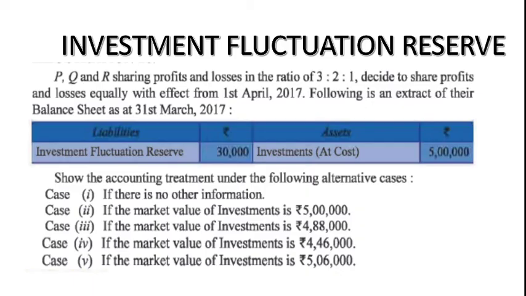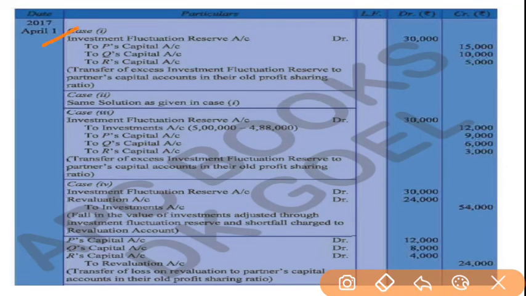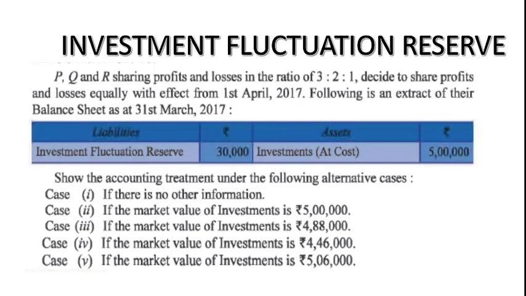What about the second case? It says the market value of the investment is 5 lakh. What was the cost and what is the market value? It is the same, so there is no fluctuation. So the whole 30,000 investment fluctuation reserve will be distributed among the partners as in case 1. The general entry will be the same as case 1: Investment fluctuation reserve account debit to P's capital, Q's capital, R's capital. This 30,000 will be distributed among partners in their old profit sharing ratio, that is 3:2:1.